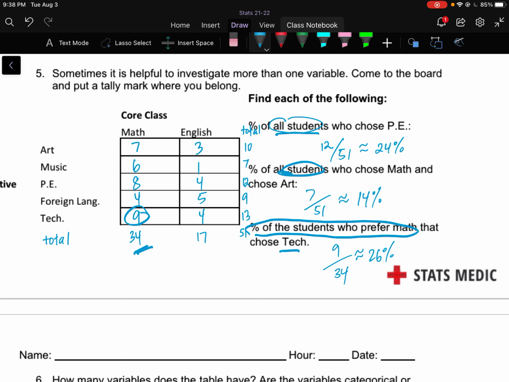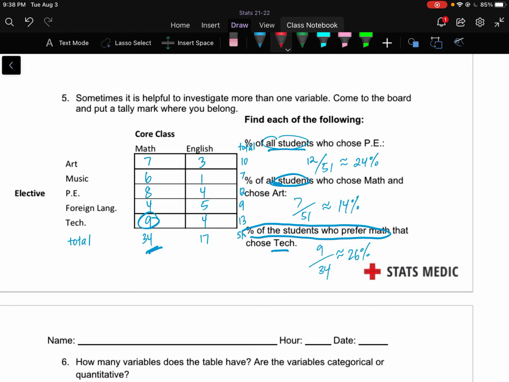So these percentages have names to them. We call them different things. Okay, this one here is called a marginal percentage, or another name for percentage in stats language is relative frequency.